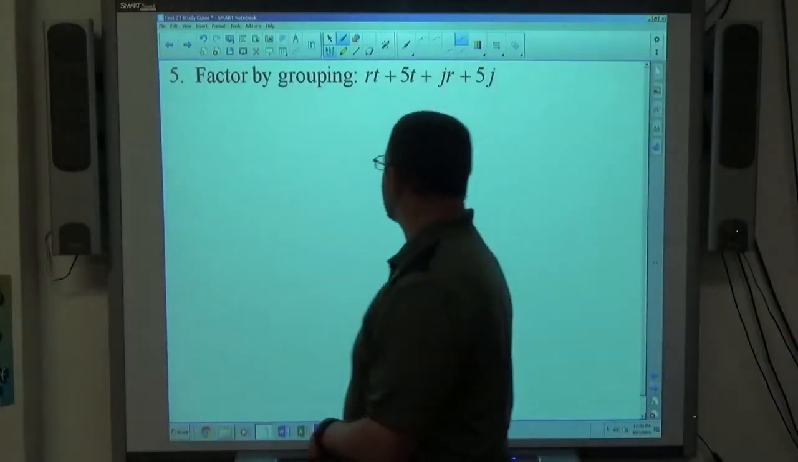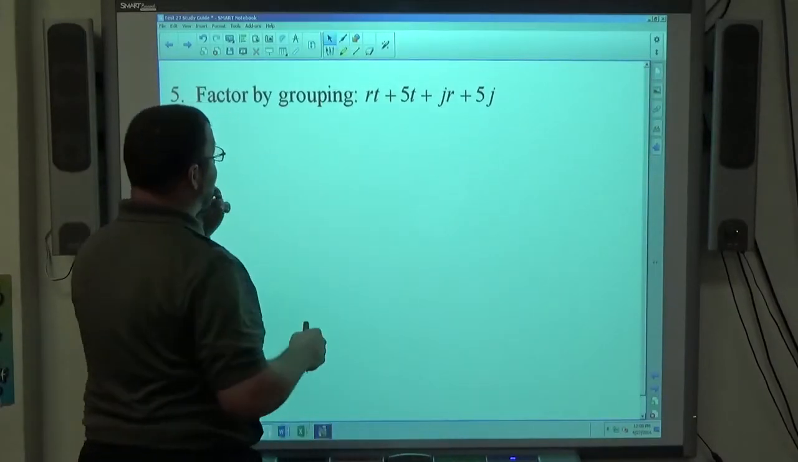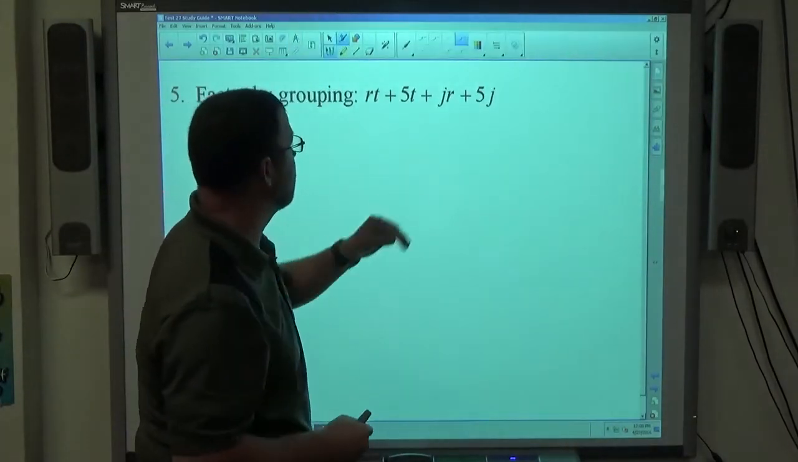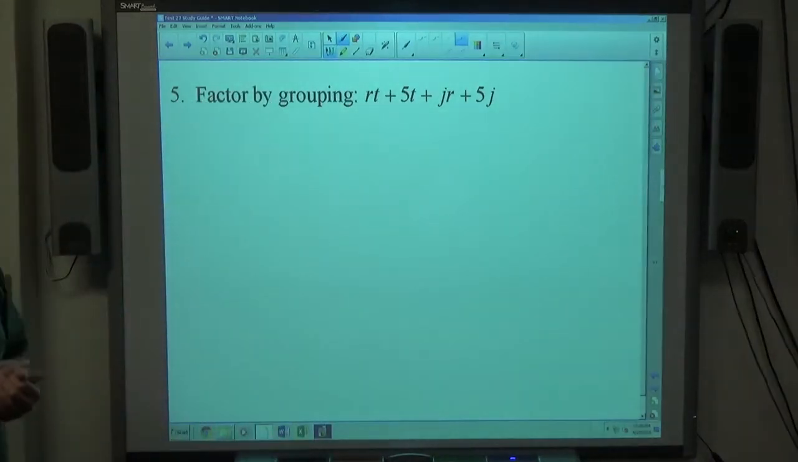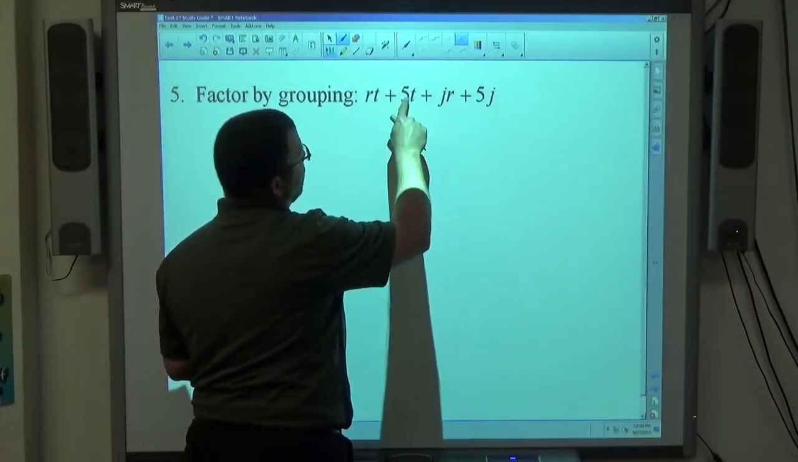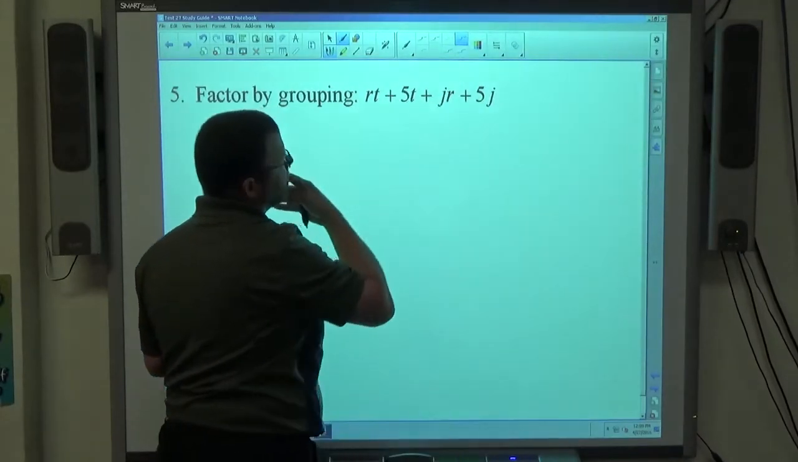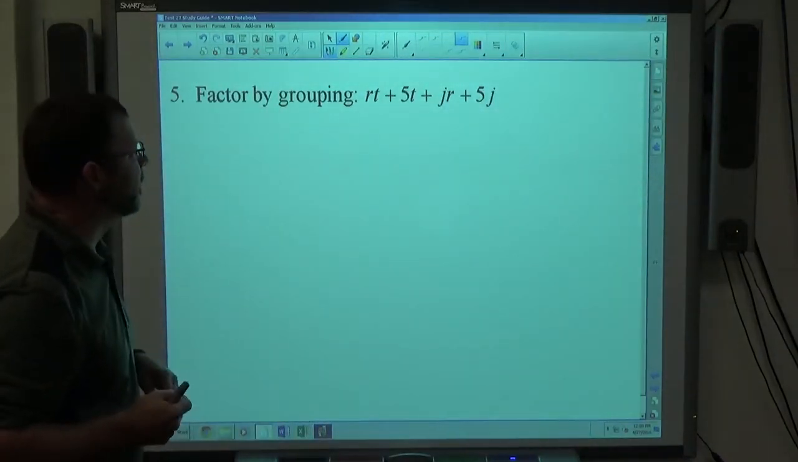Number 5, factor by grouping. Okay, so factor by grouping, our first initial plan for factor by grouping with a 4-term polynomial: look for a greatest common factor. See if there's anything that evenly divides all the objects. So R goes into this but not that, T goes into this and this but not that, and 5 goes into both of those of course but not the other. So there's no common factor to everything.